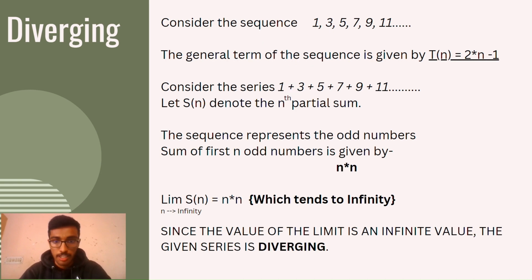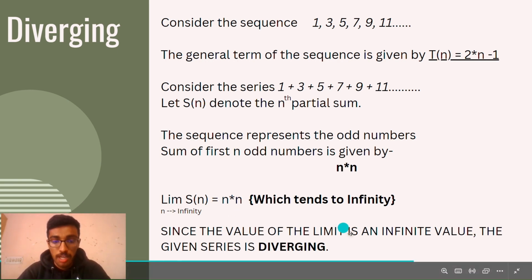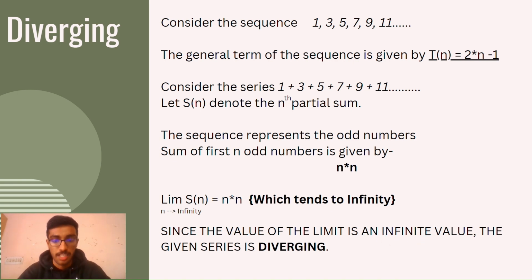Again, let Sn denote the nth partial sum. By observation, we know that the sequence represents the odd numbers. So the sum of the first n odd numbers is given by n into n, or n square. So we apply the limit n tending to infinity of S of n, which is equal to n into n. As n tends to infinity, n tends to a very huge number, n into n also tends to a very huge number. So the limit tends to infinity. Since the value of the limit is an infinite value, the given series is diverging. So the series diverges to infinity.